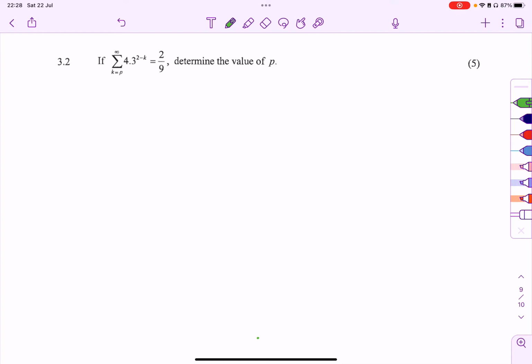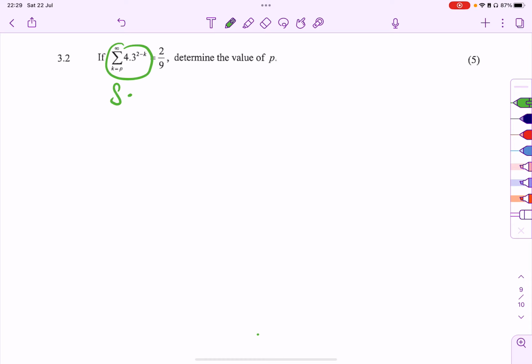Right, 3.2. If the sum to infinity where k starts at p of 4 times 3 to the power of 2 minus k is equal to 2/9, determine the value of p. Okay, so because this is the sum to infinity, we know that we can use the equation a over 1 minus r, and also just make sure that it's a converging geometric series before you use this equation. Right, we already proved that in the last question that it is.